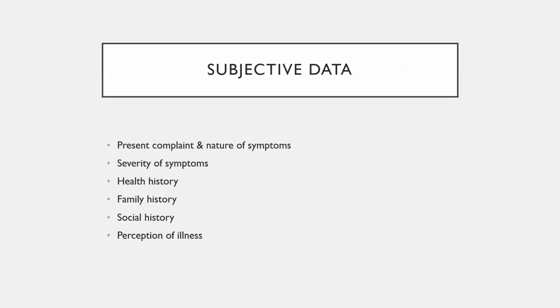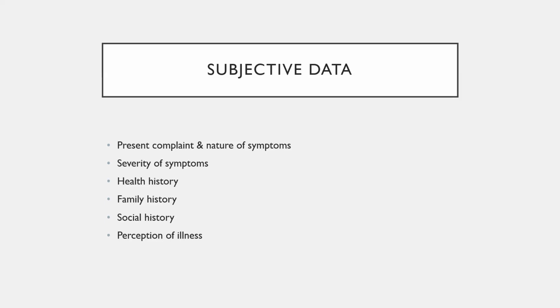The subjective data can be collected by interviewing the patient and the significant family members or the caregivers, wherein we collect the history about the present complaint and the nature of symptoms. For example, the patient comes with the history of chest pain. So, when we take the history of the chest pain, specific open-ended questions could be whether the pain is localized or whether it is radiating, how frequent the pain is, what is the duration, and by what the pain is relieved, whether it is by the change of position or with any particular medication.